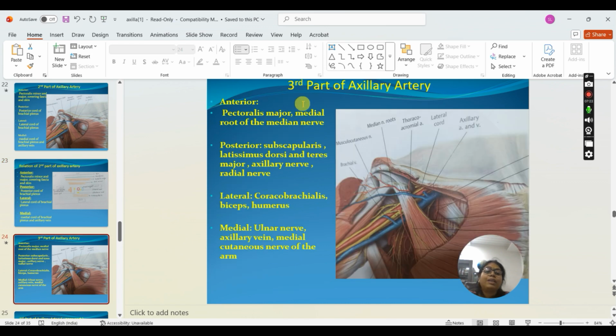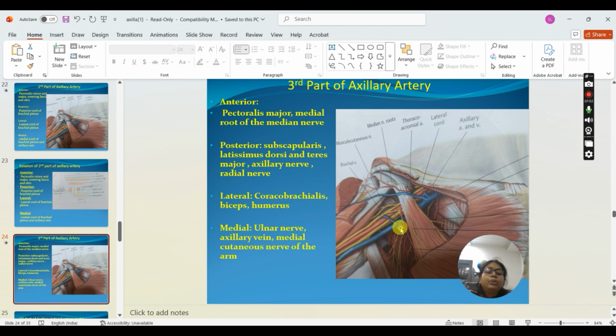Now the third part of the axillary artery. The portion of the artery distal to the pectoralis minor is the third part, up to the teres major. That means up to here. This is the latissimus dorsi. This is teres major. So exactly up to here. From here to here, this is the third part.